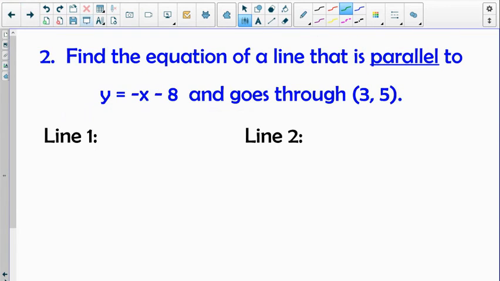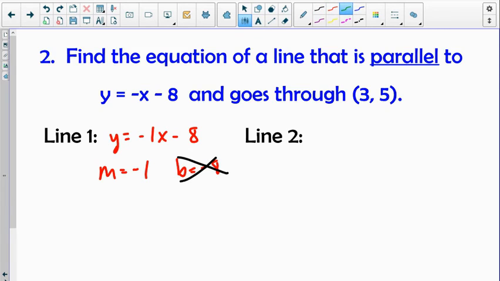So here we have, find the equation of a line that is parallel to y equals -x minus 8 and goes through the point (3, 5). So keeping in mind, if it's y equals -1x minus 8, my slope is -1, my y-intercept is -8, which I don't need.